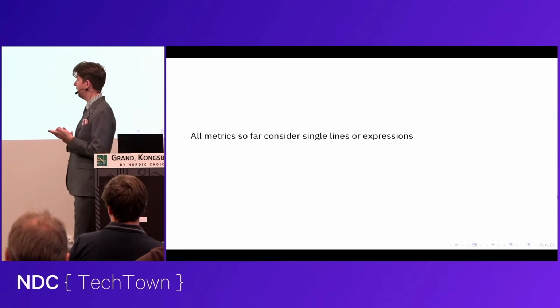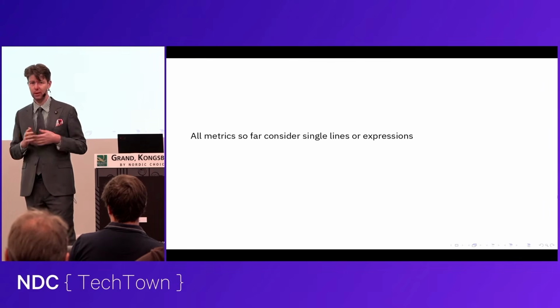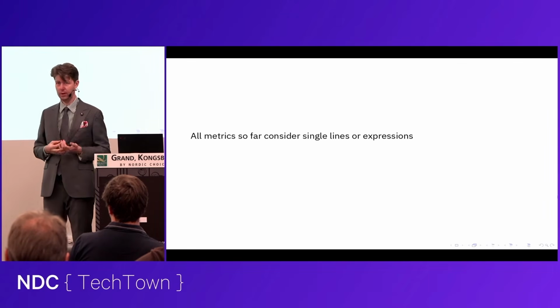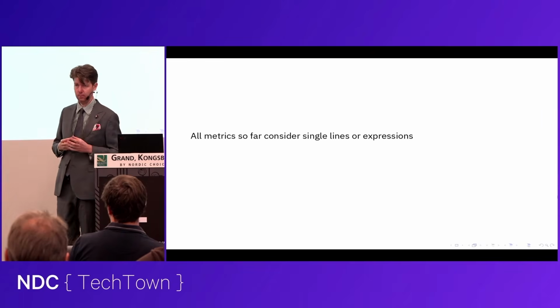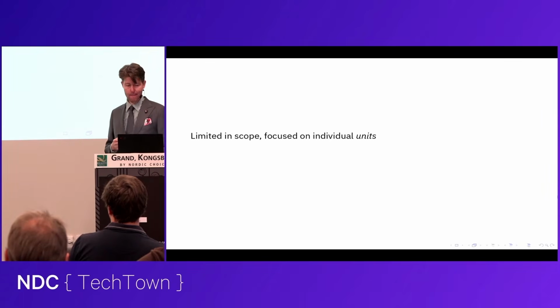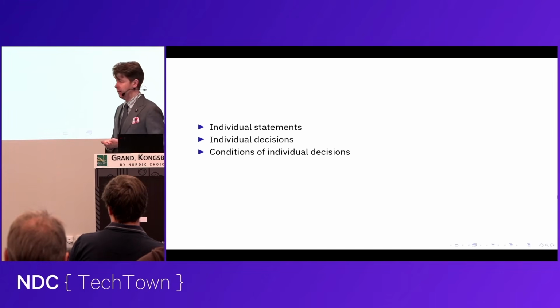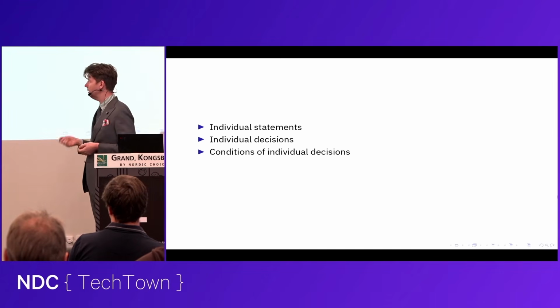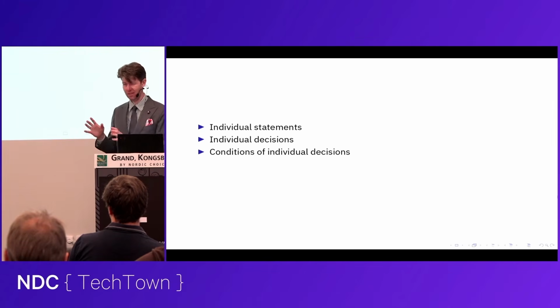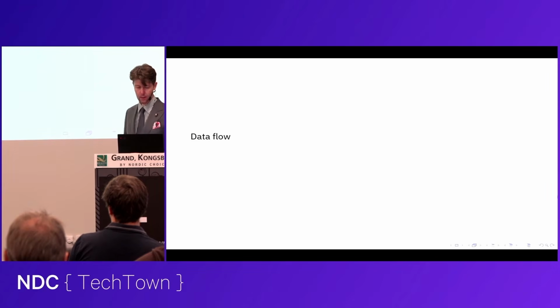What all of these metrics so far have in common is that they're really concerned with single lines or statements or expressions, so they're pretty local. They're limited in scope, and they focus on the individual units of your program. So you have a line of code, that's the unit that you're testing, right? So you're doing individual statements, individual decisions, and the individual conditions of the individual decisions. So it's starting to have a little bit of a larger window that we care about.